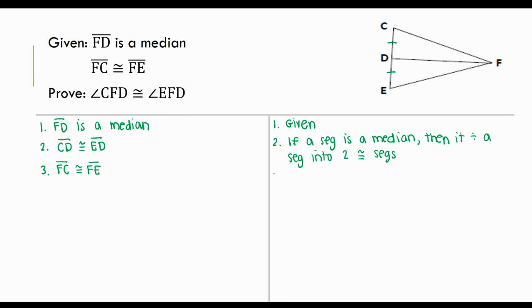I can't expand on that any further, so I'm going to move on to my other given that the segment FC is congruent to the segment FE. I can mark that in my picture. I'm going to give it 2 tick marks. I can't state anything else as far as I don't have any other givens, but if we're looking at the picture, I see 2 smaller triangles that share a side. So segment FD is congruent to segment FD because of the reflexive property.